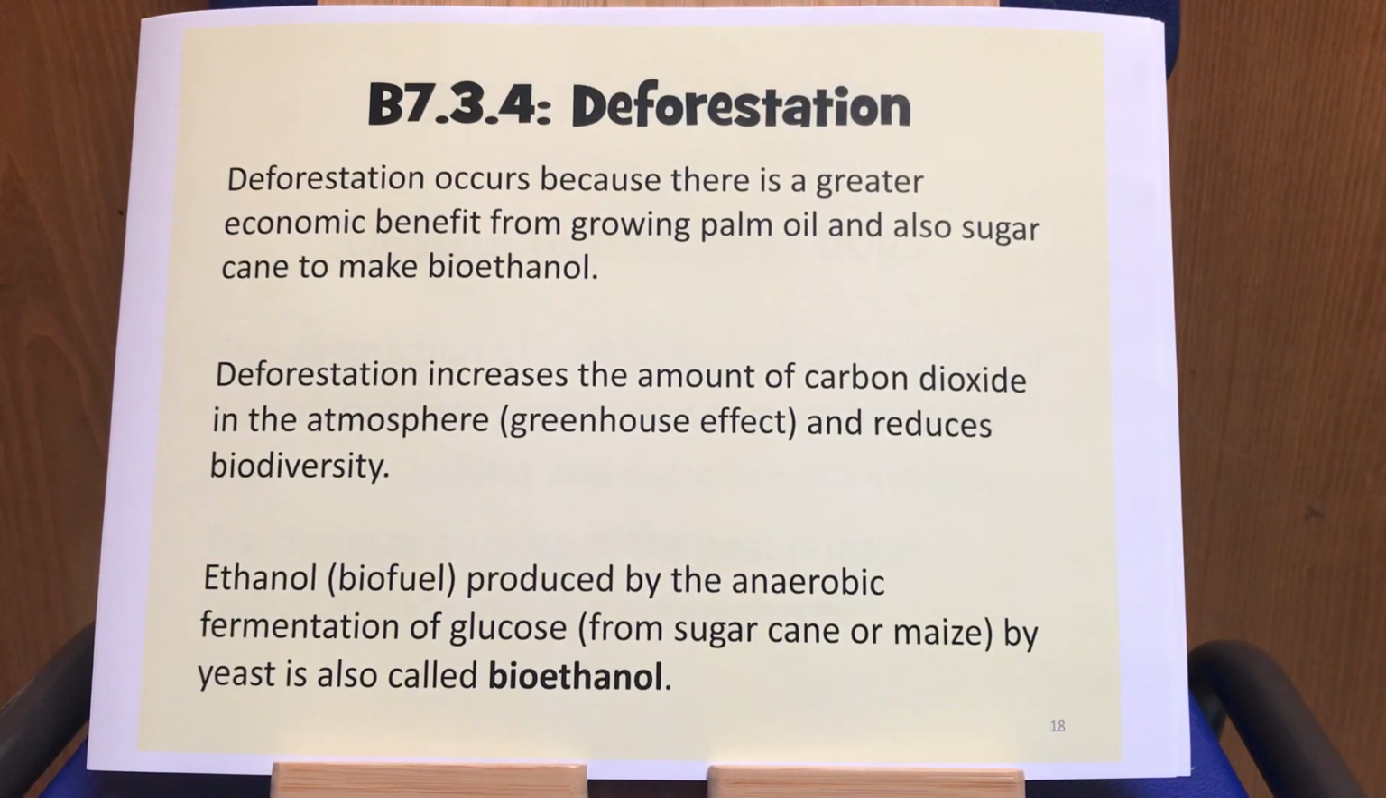Okay, again, the deforestation is causing the carbon dioxide in the atmosphere to increase, because we said the only way to get carbon dioxide out of the atmosphere was photosynthesis. So if you reduce the trees, you're not pulling that carbon dioxide out of the atmosphere anymore. And I said before, but I'll say it again, the ethanol, the biofuel that's produced from the anaerobic fermentation of glucose using yeast, is called bioethanol, and that's a big business that people are making money from.